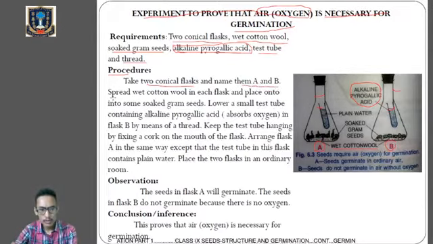Now in both the conical flasks we have to place the wet cotton wool and the soaked gram seeds. So in both the conical flasks we have to put the wet cotton wool and the gram seeds.